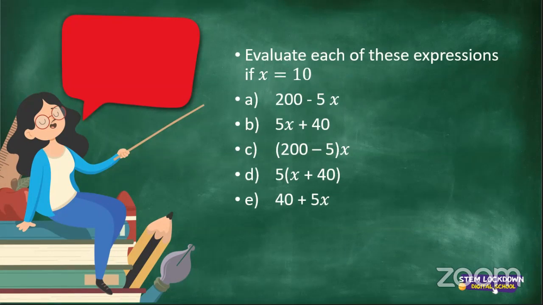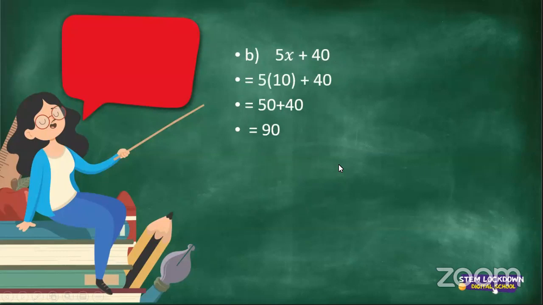Okay, can you repeat what you just said? I said 5 times 10 gave me 50, and then 50 plus 40 gave me 90. Okay, so 50 plus 40 gave you 90. So your final answer in this case is 90. Yes, sir.